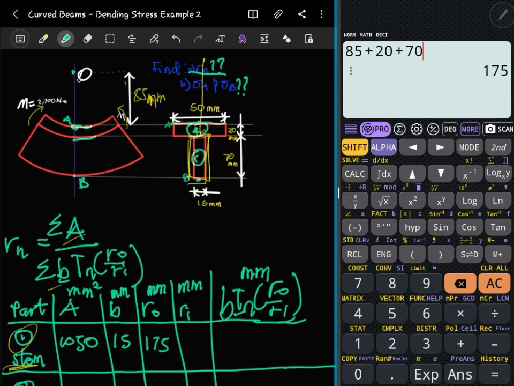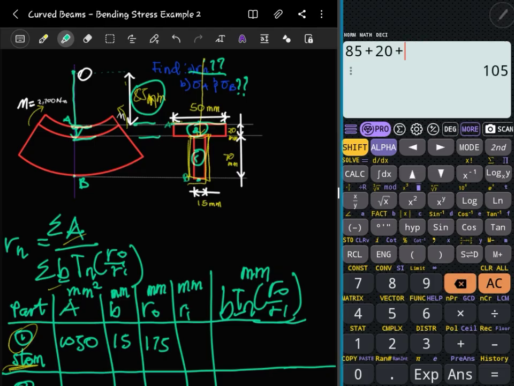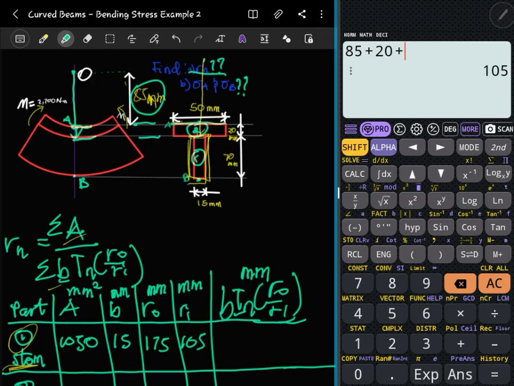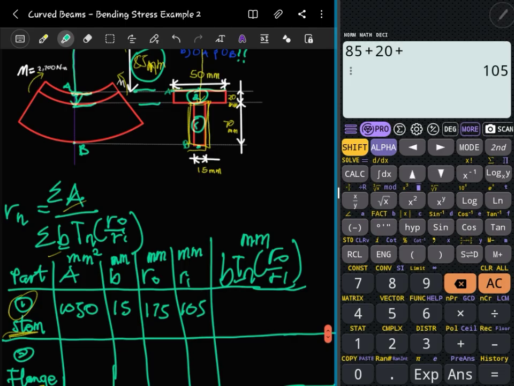The RI will just be from here, because you're on part 1 to this side, right? To do that, that will be the 85, plus this here, which is the 20, so that will give us 105, right? And then now we move on to part 2. So now we are done with part 1, which is the stem.